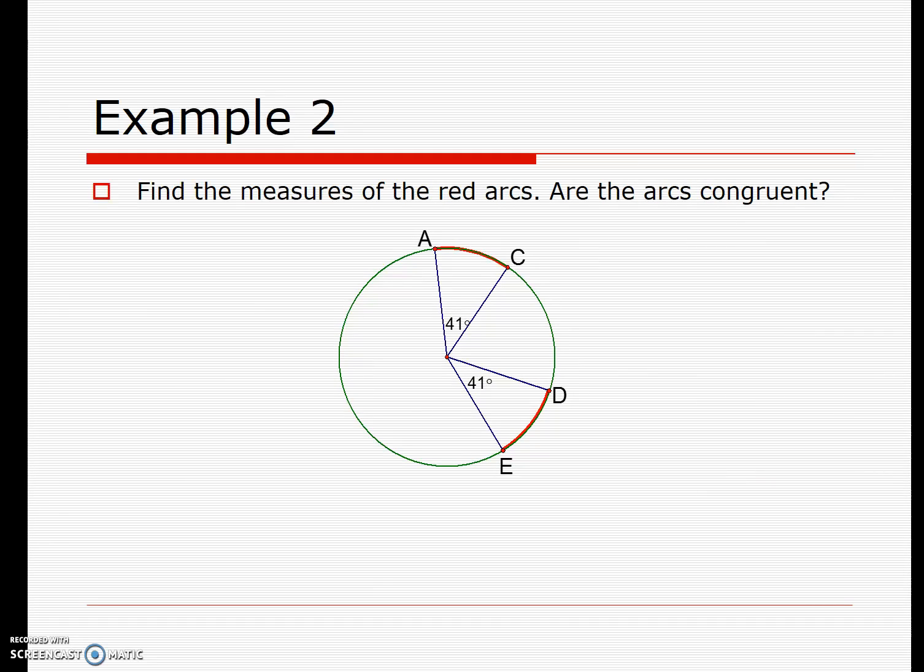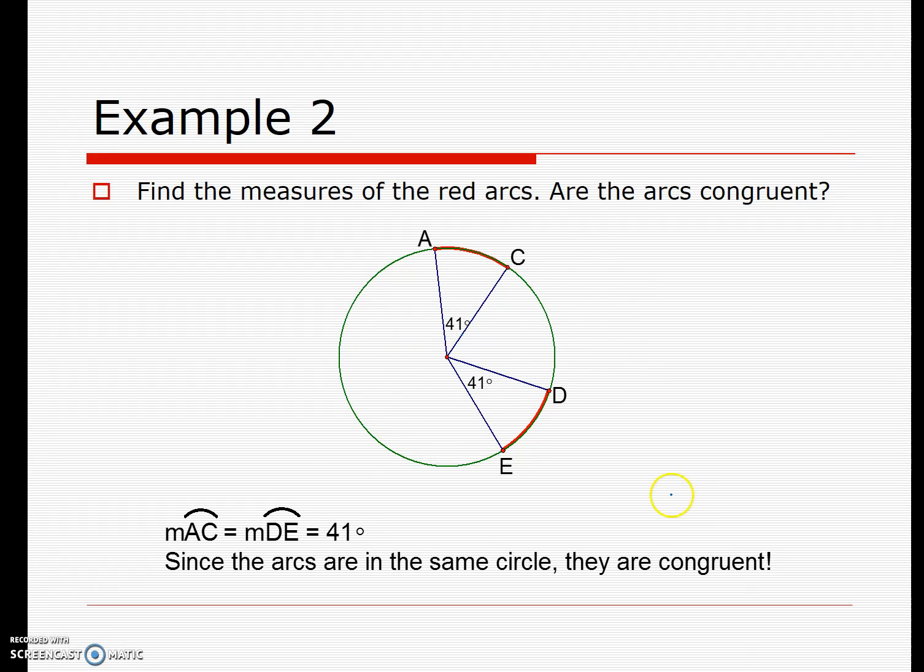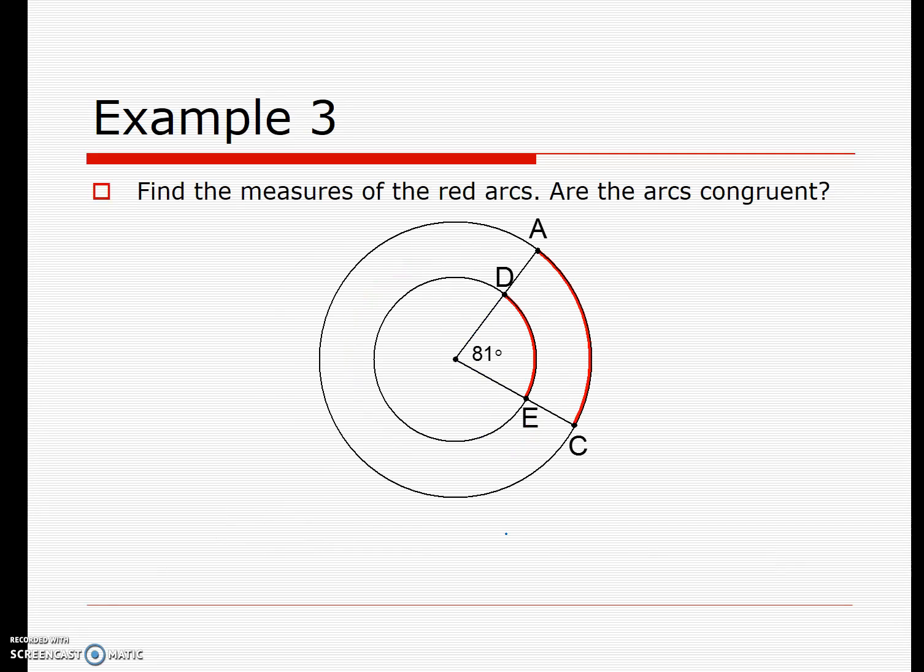All right, for this one, we want to find the measure of those red arcs there and determine if they're congruent. Well, I see here that they're both 41 degrees. That's the first thing. The measure of arc AC here is 41, and this one here is also 41. They also come from the same circle. Since they come from the same circle, they have to be congruent.